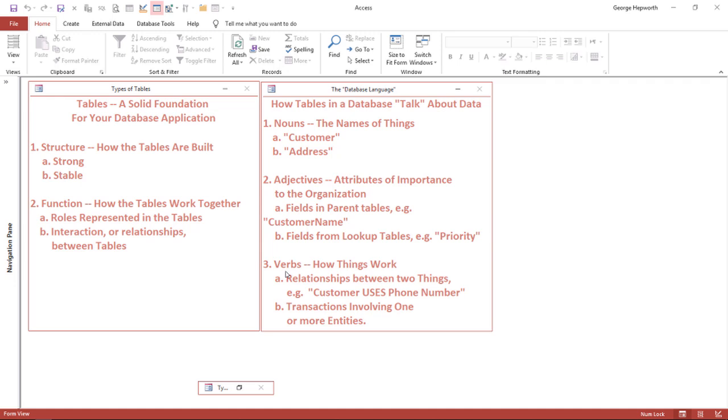The third way we can say that a database talks about data is in the verbs. We have the things, the attributes of those things, and what they do, how things work. We've so far looked at only one, really. That is the relationships between two things. For example, a customer uses a phone number, or a customer is located at an address. That's the primary kind of relationship verb we have encountered so far.